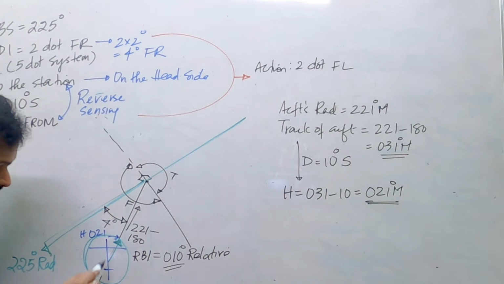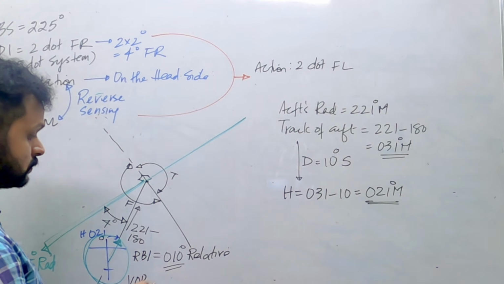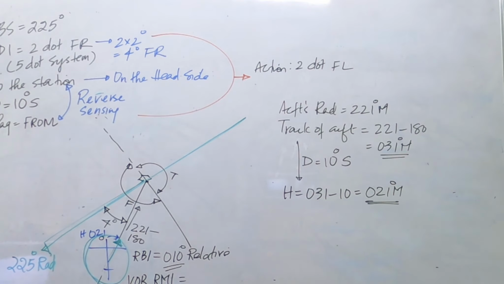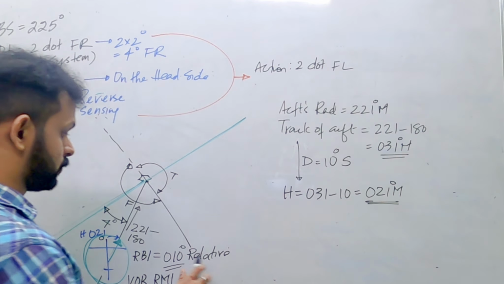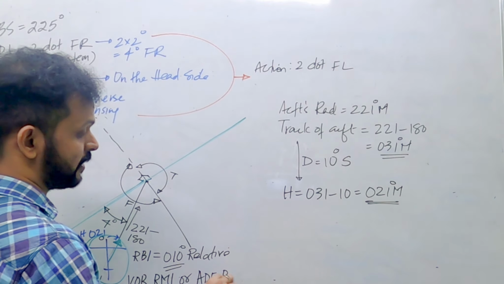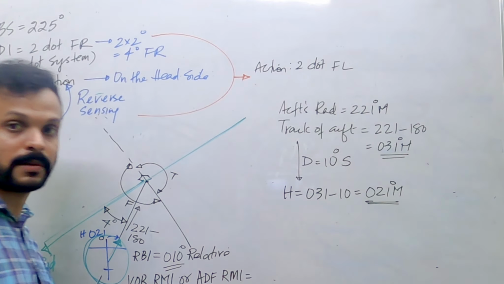Otherwise, you can see that this angle itself is 10 degrees. In case of an RBI, the head of the RBI is 0, and therefore it's going to be 10 degrees. Right? What if it is a VOR? In case of VOR, the indication will be RMI indication. Or an ADF RMI. Doesn't matter, VOR RMI or ADF RMI, it's going to be the same.